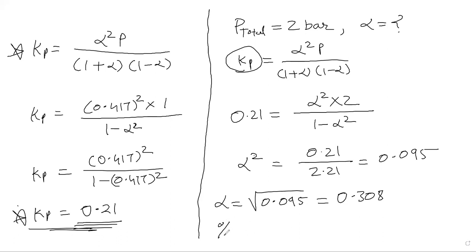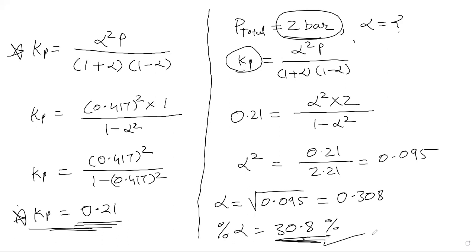So what's the percentage alpha in this case? The answer is 30.8%. So percentage dissociation for PCl5 will be 30.8% at 2 bar pressure. So in this case, if you increase pressure, then dissociation is decreasing. That means less PCl5 is getting dissociated. That's according to Le Chatelier principle. So here we completed this numerical. Thank you.